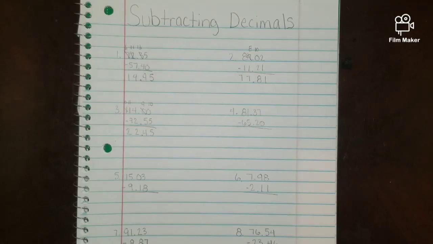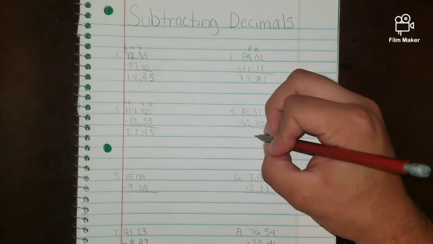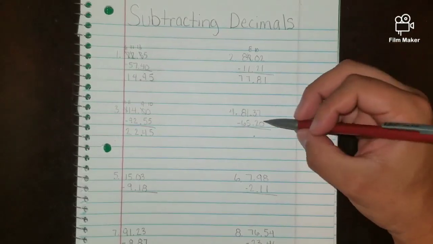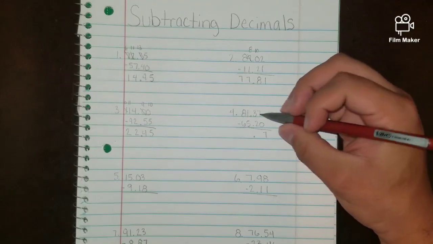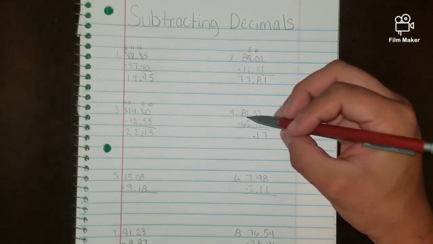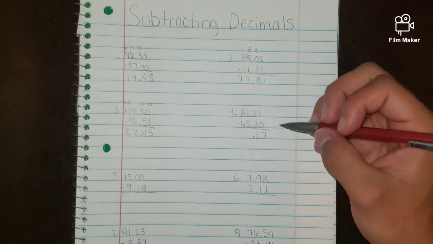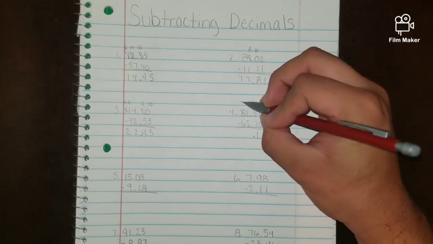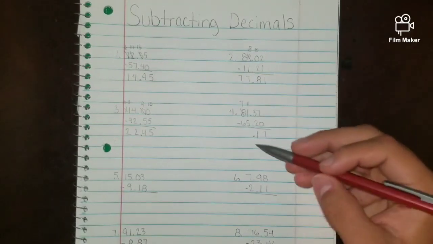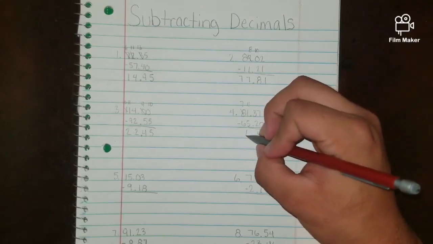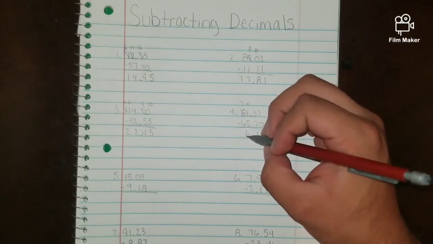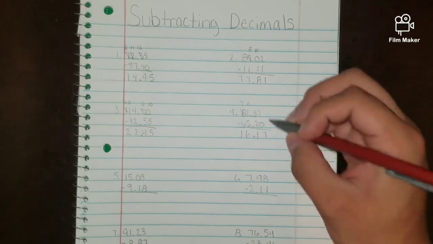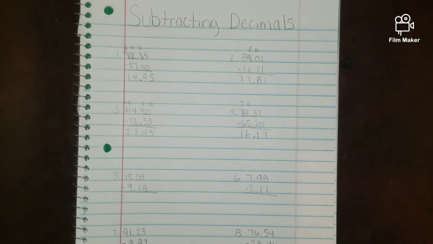For the next one, we have 81.37 minus 65.20. So we bring down our decimal point first, and now we subtract. 7 minus 0 is 7. 3 minus 2 is 1. 1 minus 5 we cannot subtract, because you cannot take away 5 from 1, so we borrow from the 8, which makes it a 7, and the 1 an 11. 11 minus 5 gives us 6, and 7 minus 6 gives us 1, for a final answer of 16.17.